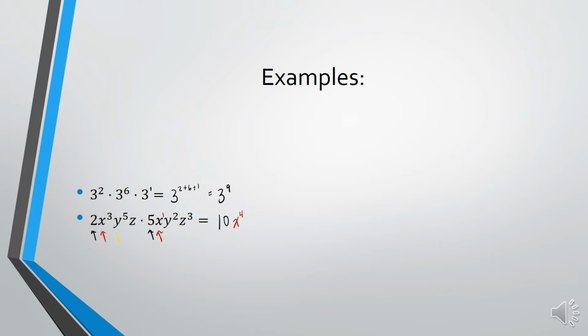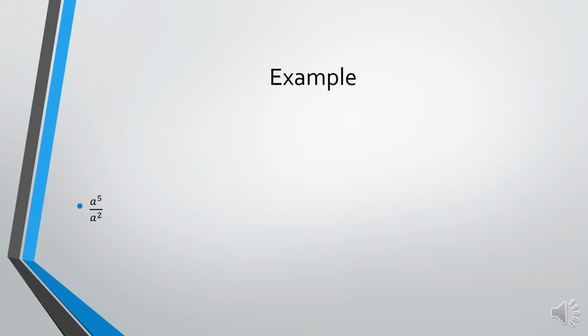Next, I'll look at the y's. Hopefully you can see this yellow. So I have y to the 5th and a y squared. Again, because we're multiplying, I'm going to add the exponents and get y to the 7th. And then lastly, my z's. We don't write it. There's a 1 right here on this first one. Since I'm multiplying, I will add the exponents, so I get z to the 4th. So my answer is 10x to the 4th, y to the 7th, z to the 4th.